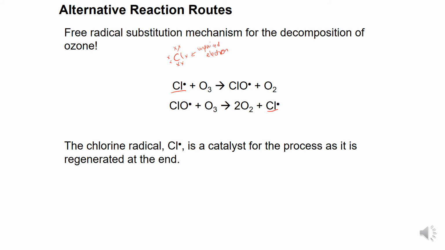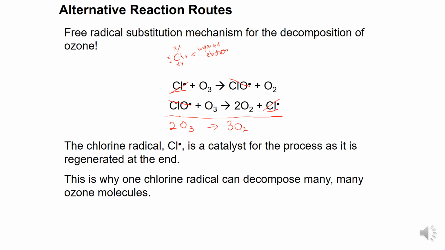Now what we can see is overall, if we look at this reaction, we've got Cl dot on both sides of the reaction, left on the top and right on the bottom. And then we have the ClO dot on the right on the top and left at the bottom. Overall, on the left, we have 2 ozone molecules, and on the right, we have 3 oxygen molecules. And so overall, the chlorine is catalyzing this reaction where 2 ozone molecules form 3 oxygens, and that's how ozone breaks down. This is why one chlorine radical can decompose many, many ozone molecules, because the chlorine radical can just keep doing that over and over and over again.